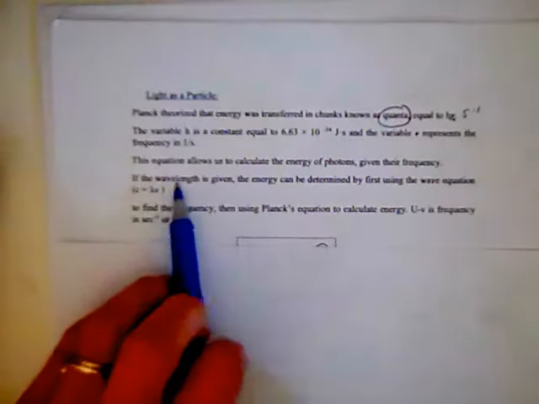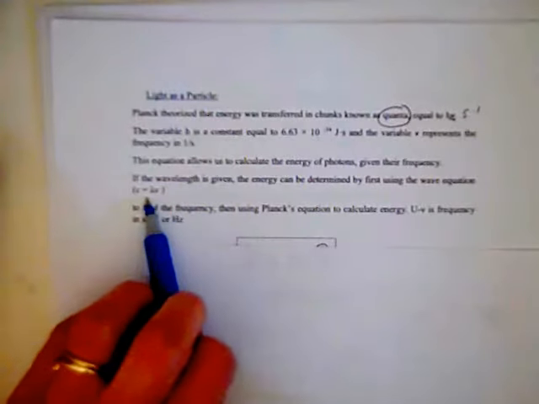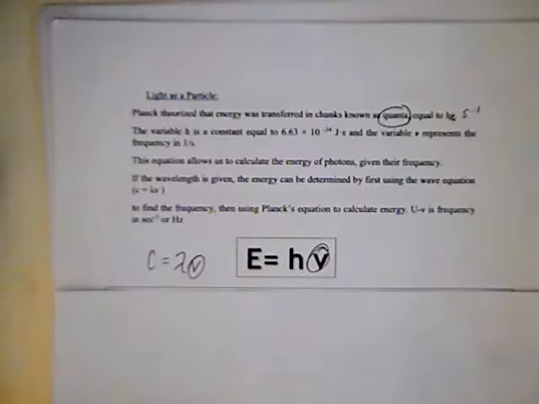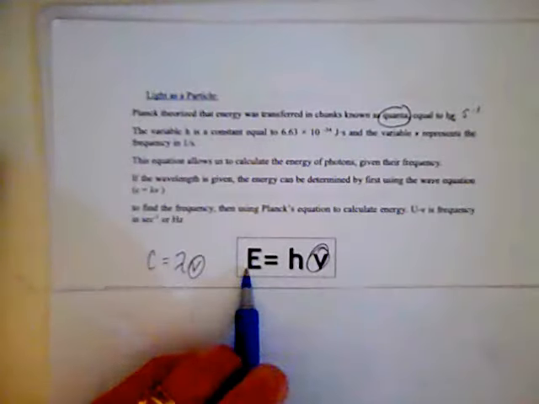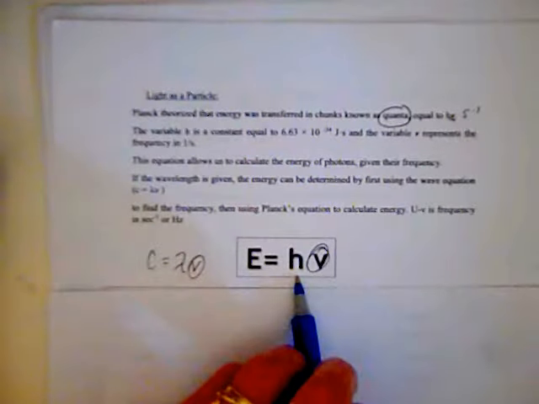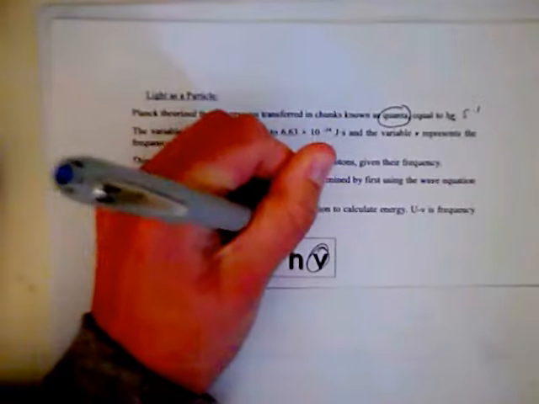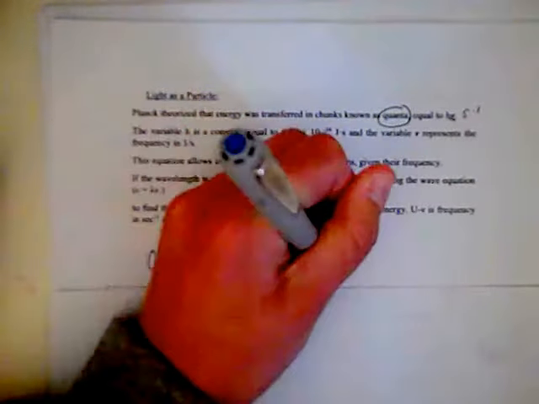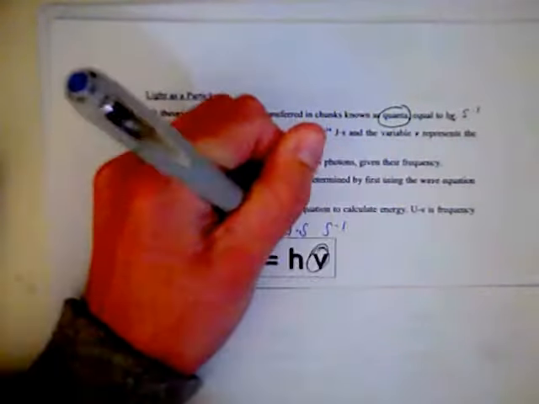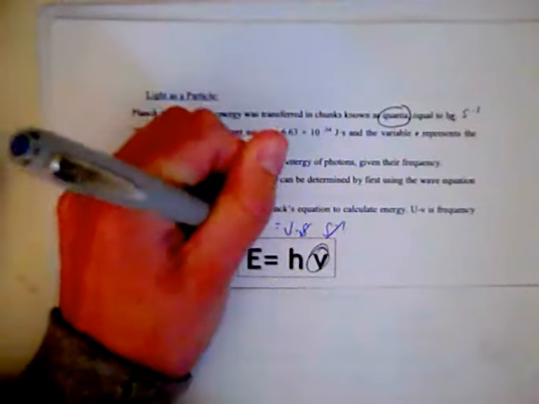If we don't know the frequency, we can always use the wavelength and plug it into c equals lambda times nu like we have been doing. But if we do know the frequency, we can use the equation E, energy, equals Planck's constant times frequency. Planck's constant has the units of joules times seconds, and frequency is seconds to the negative 1. So when these cancel, you'll get joules, which represents energy.